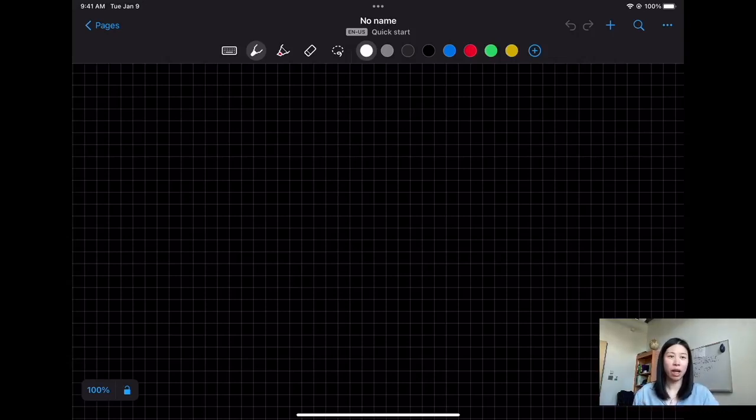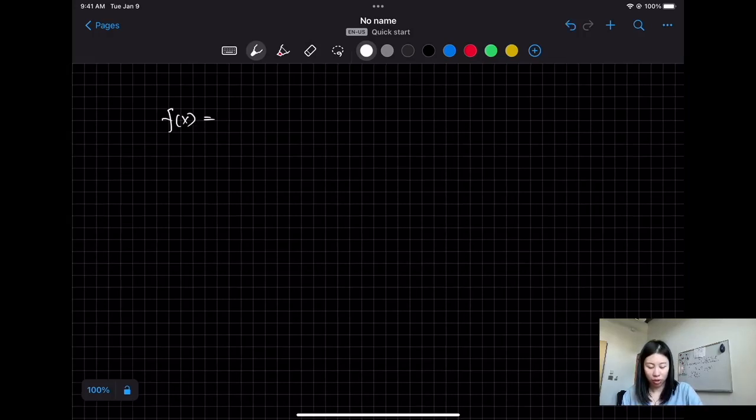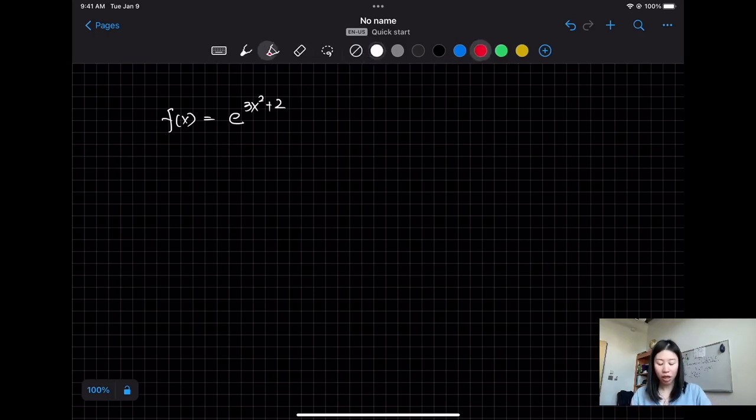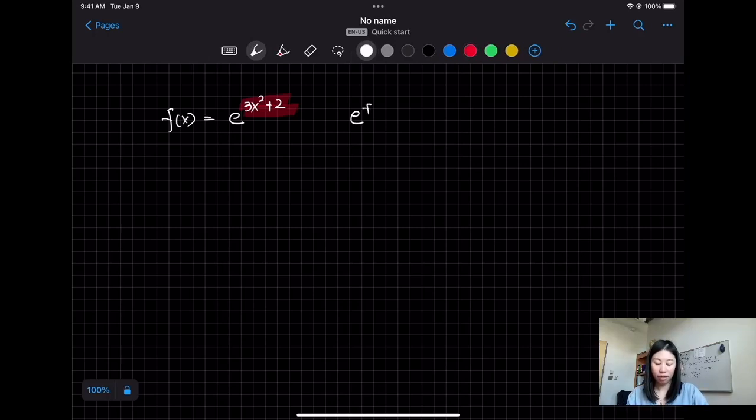Hello, so in this video, I'm going to give you more examples on how to use the chain rule. Here, f(x) equals e to the 3x squared plus 2. First of all, you look at the function and think about whether you can use the regular rules, such as the product rule or the quotient rule. Does this work? No, because in the exponent of e, we have a function, which is 3x squared plus 2.